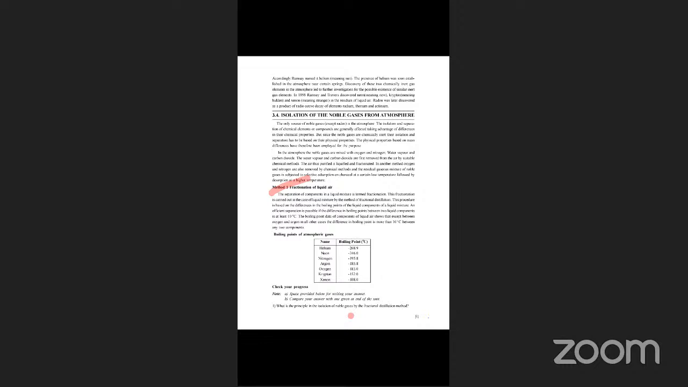You see the boiling points: helium is -268, neon -246, nitrogen -195, argon -185, oxygen -183, krypton -152, xenon -108. These are the boiling points of zero group elements. Based on the boiling points, we can separate them by fractionation of liquid air.